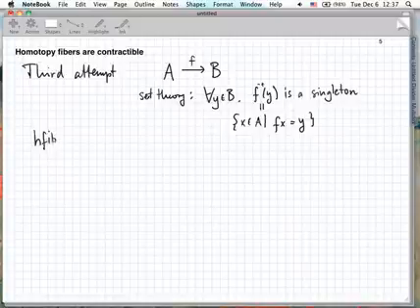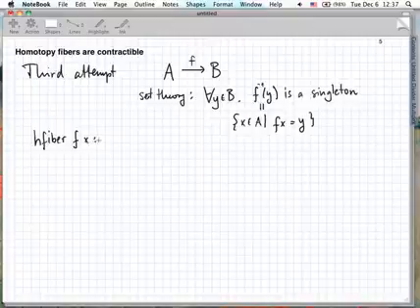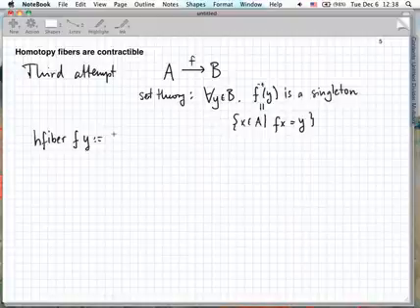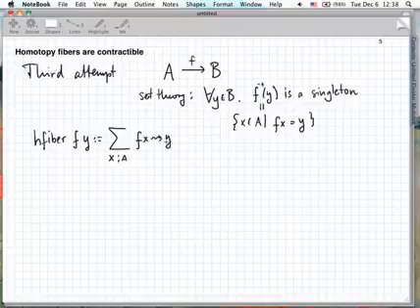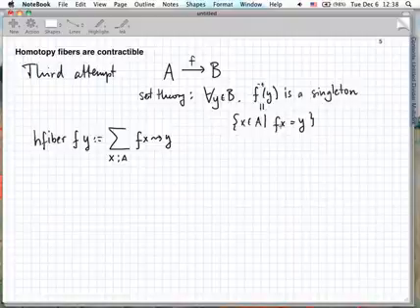H fiber of f at y by definition is the space consisting of a point x in A and then a path from f of x to y. Now there is an important difference between this definition of H fiber and f to the minus 1 of y. This one is the usual fiber, and this is the homotopy fiber.